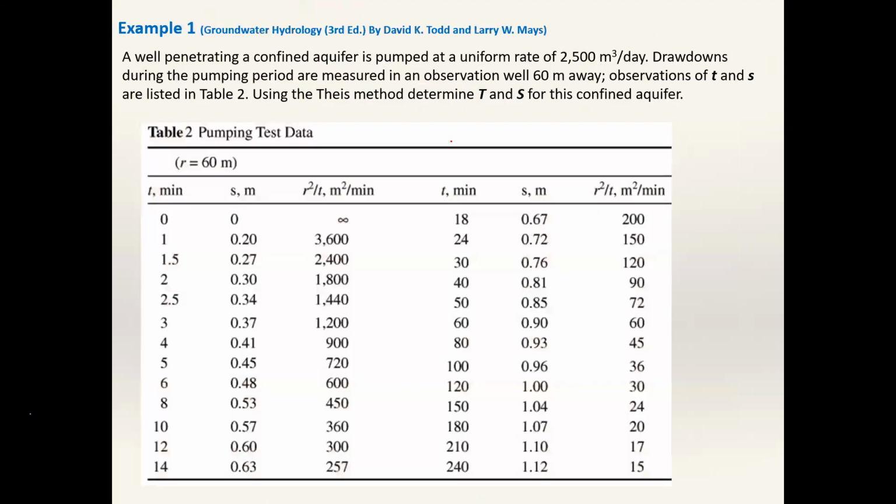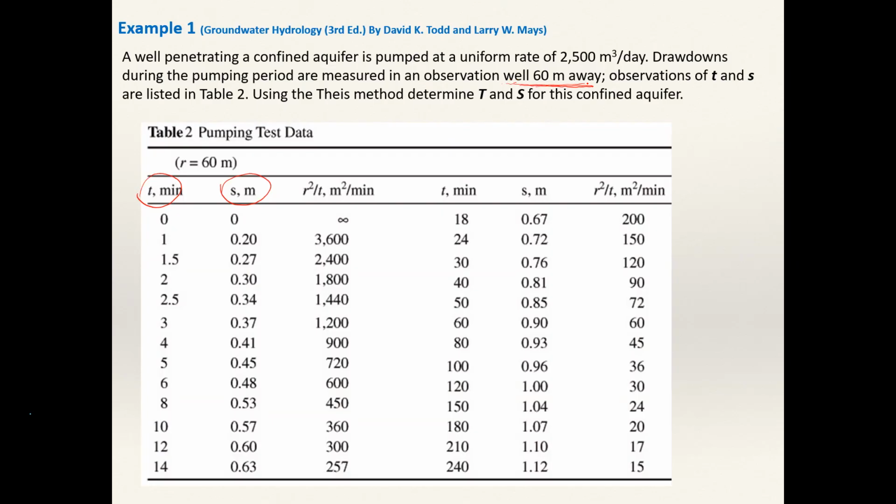How do we do it? I will show you one example. During this pumping test, we have taken these readings. What are the readings? Time and the drawdown. So we have the radius as well. The observation well is 60 meters away from the pumping well. And we also have the pumping rate.